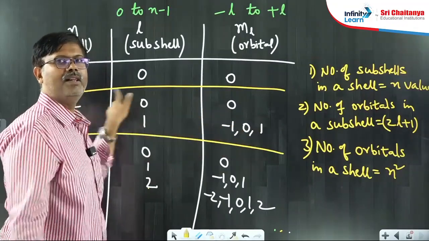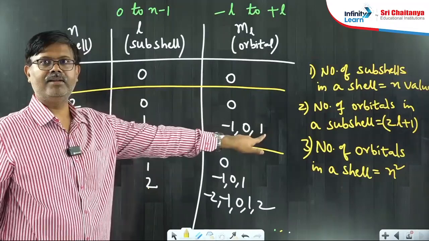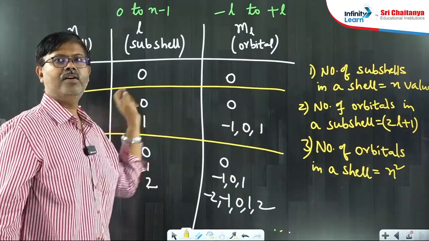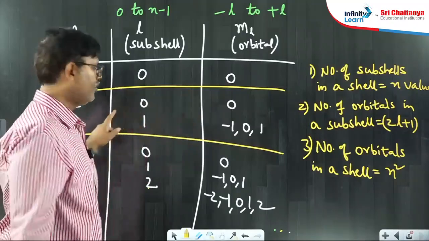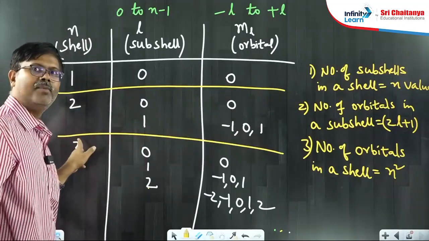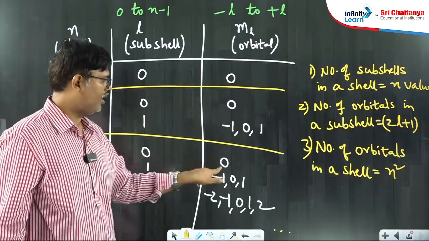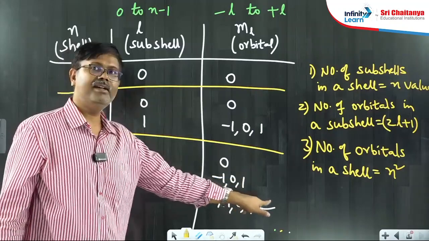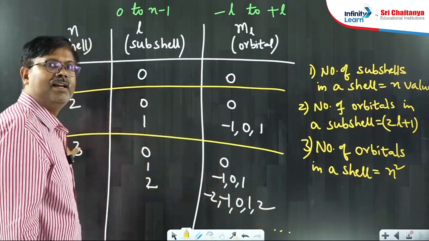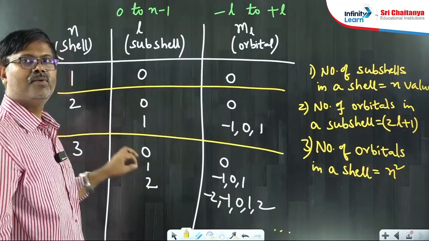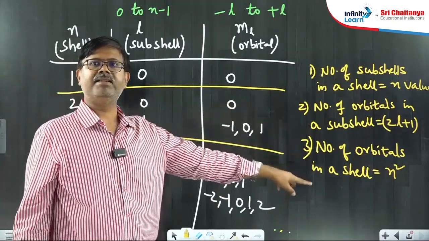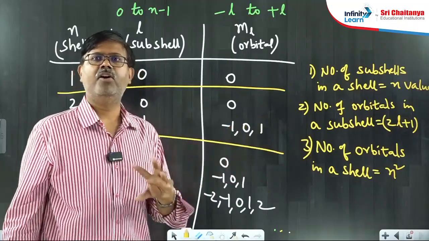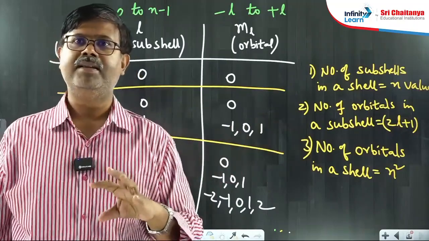In the second shell, 4 orbitals are there, which looks like a square of 2. Square of 2 is what? 4. Now come to the third shell. In the third shell, how many orbitals are there? Count. 1, 2, 3, 4, 5, 6, 7, 8, 9, which looks like 3 square. So just n square, shell number square, will give us how many total orbitals are present in that shell.